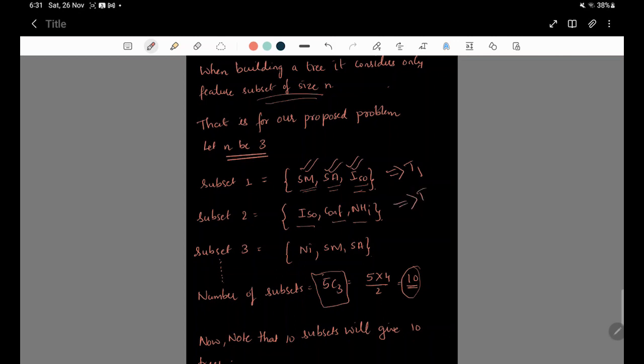Now tree 2 would be built using the subset: whether the person is isolated or not, whether the person is confused, whether the person is addicted to new highs or not. Similarly, a number of trees would be built.